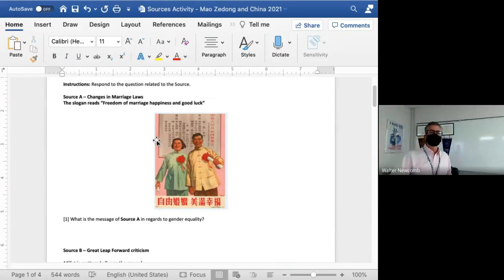So here we go. The slogan says, freedom of marriage, happiness, good luck. And we look at that image. What's happening in this image? What kind of action's going on? What do you got? Okay, he's in front of her. So we're looking at positioning. It gives the appearance that he's in front. All right. Go ahead.